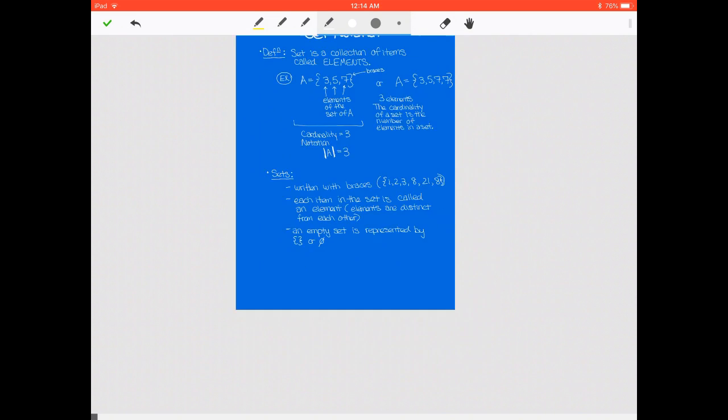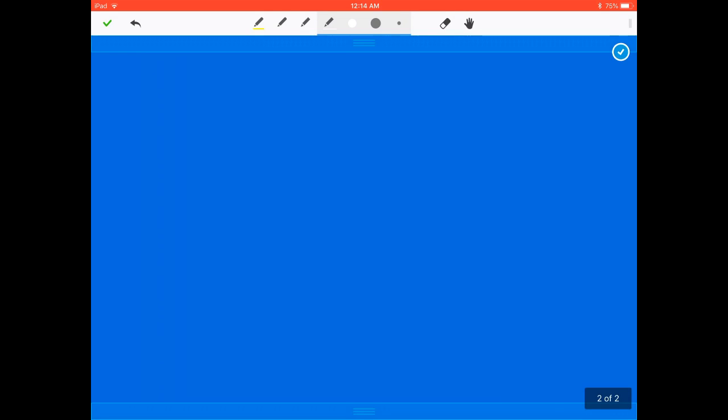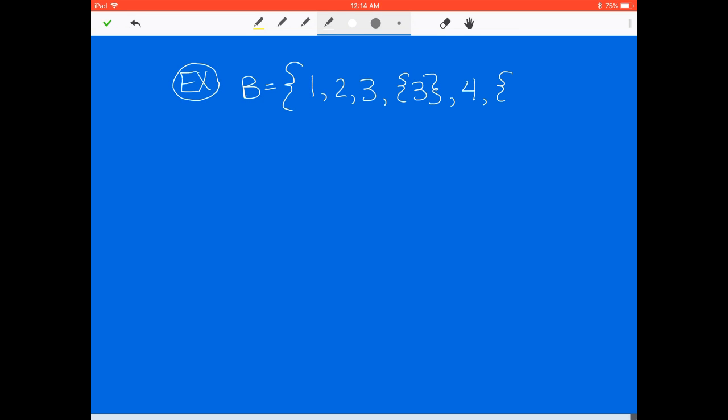Now, let's look at an example. So here's an example. B, and the set B consists of elements 1, 2, 3, the set 3, 4, and the set 5, 6.